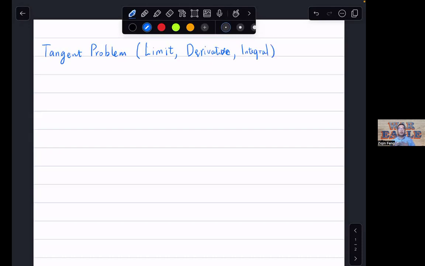Because in real life, we meet so many problems. How do we solve such problems? Those problems motivated the definition of limit, derivative, and integral, so they have many applications. Let's see one of the motivations of limit. Why do we define limit? How does limit help us to understand and solve the tangent problem? Let's see a quick example here.